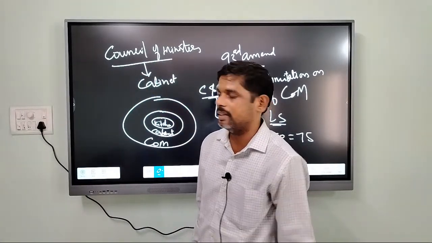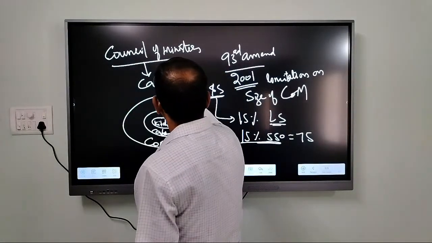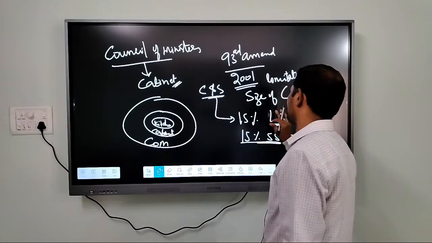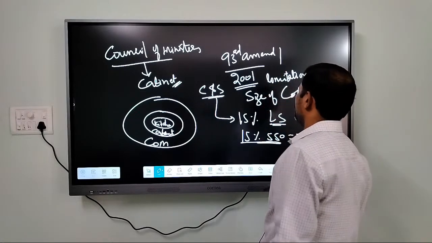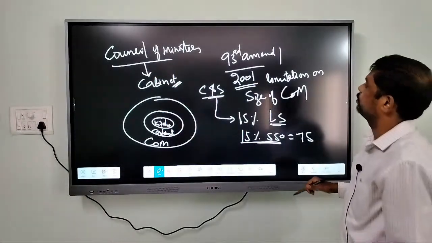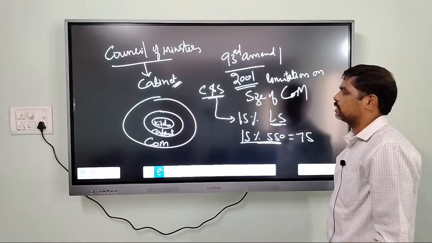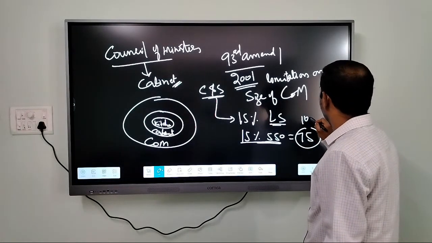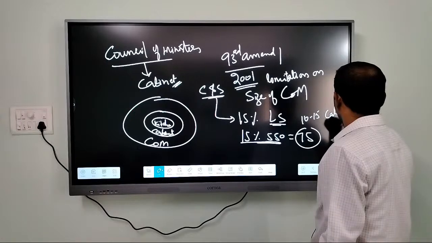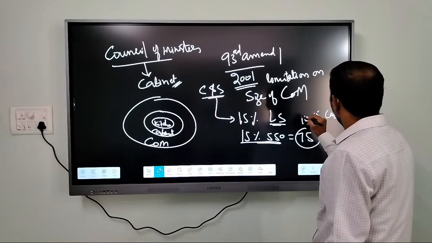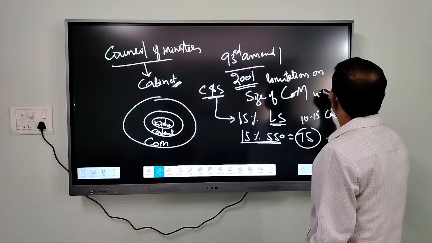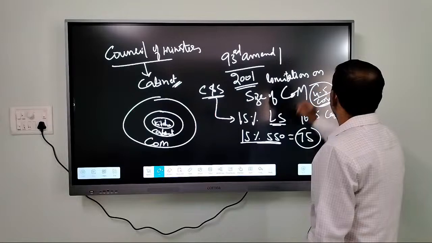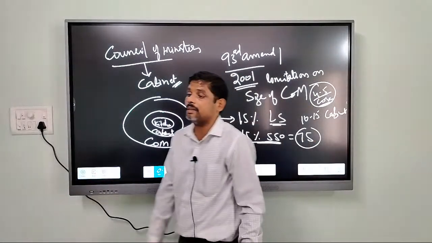Okay, all right, so this is what about the size. So there is a restriction. This limitation came to existence from 2001. Out of this 75, nearly 10 to 15 are appointed as cabinet. And out of this 10 to 15, 4 to 5 members are seen as core cabinet or what you call super cabinet.